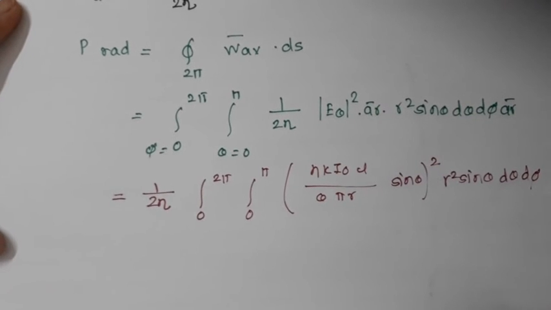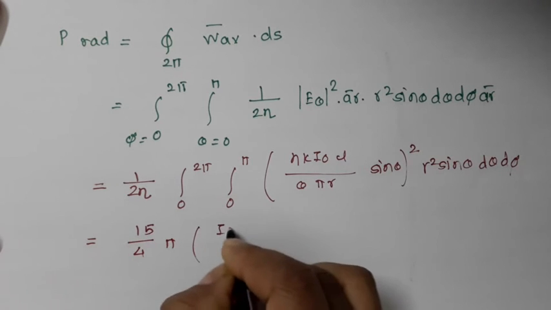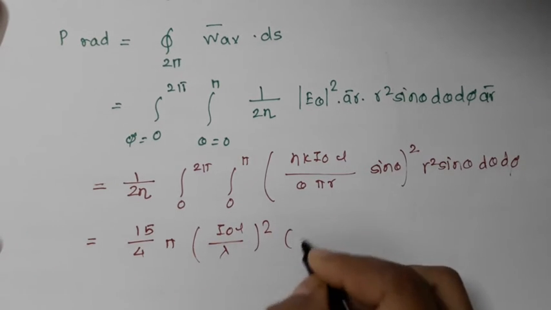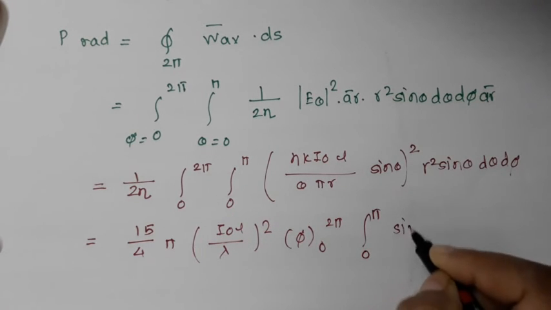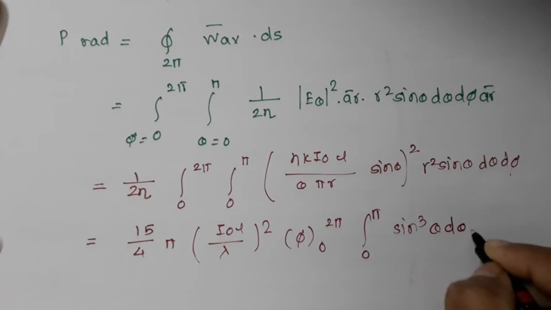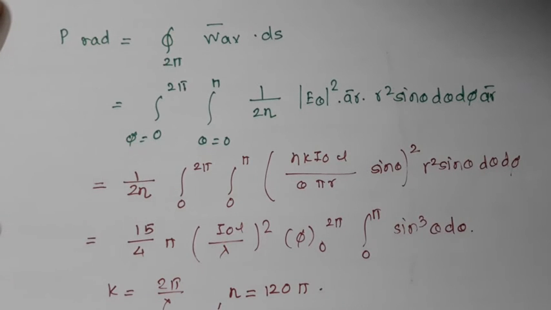So further solving this equation, I can write this is nothing but 15/4π I0 L/λ squared, φ varies from 0 to 2π, and it will be 0 to π sine cube of θ dθ. Here k is nothing but 2π by λ and η is nothing but 120π. So k is the phase constant 2π by λ and η is 120π. The integral on the left hand side we have already solved over here, so that will be 4 by 3.